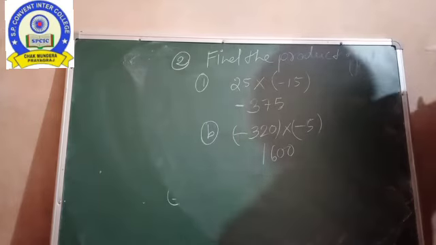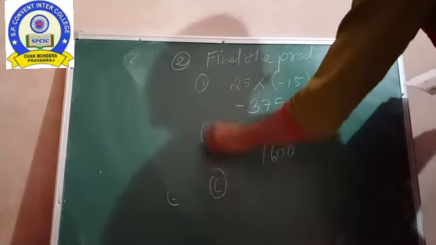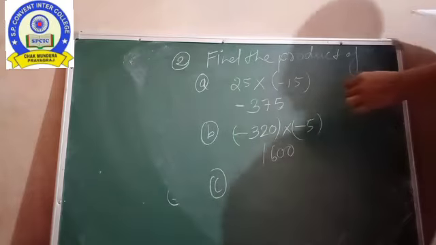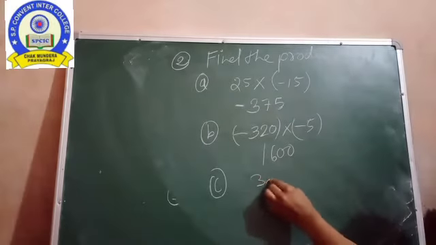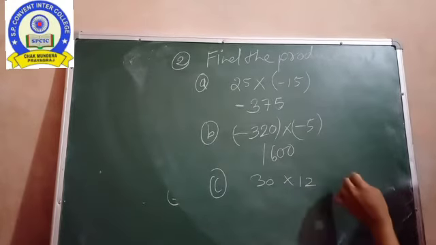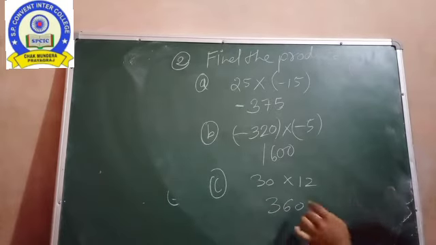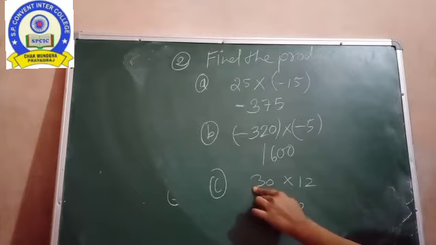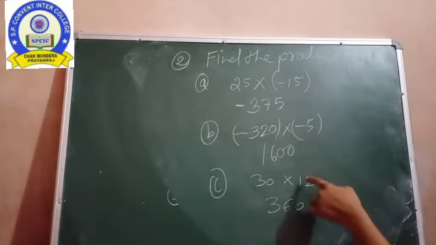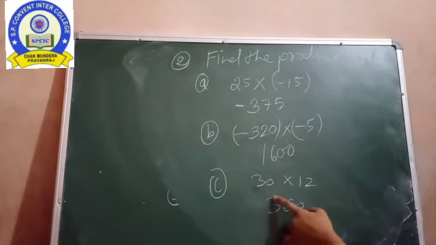Now the third part. Into 12 we get 360, and it is positive because this integer is positive and this integer is positive. This is also positive.